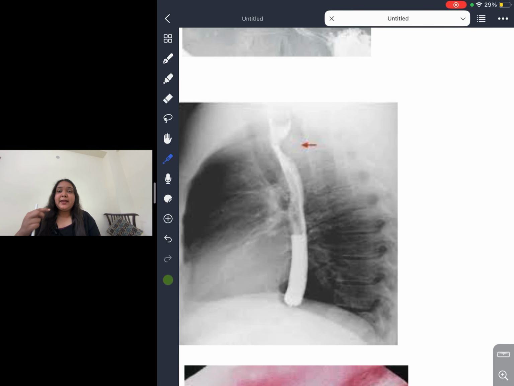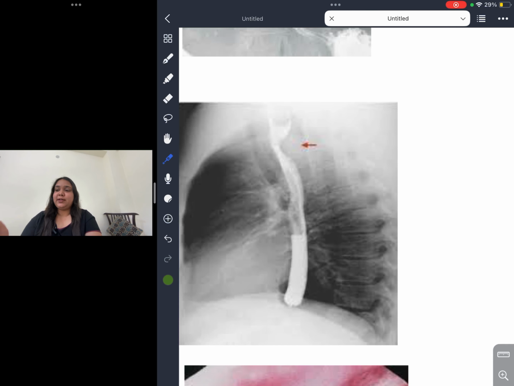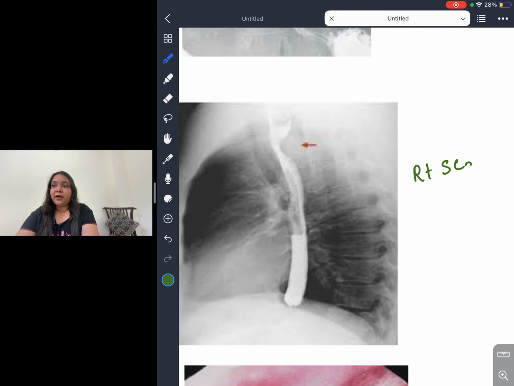So let us start with another image. Now what you can see over here is your esophagus, and you can find a bend here in your esophagus. Now this is not a filling defect. Don't make a mistake, this is not a filling defect. This is a bend occurring in the esophagus. Now how is this bend occurring? This is occurring due to your right subclavian artery.